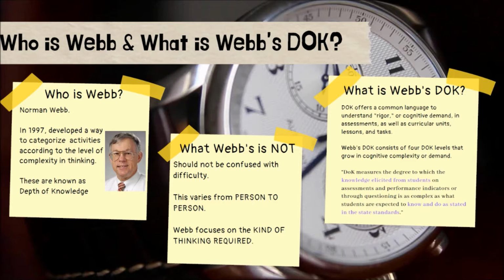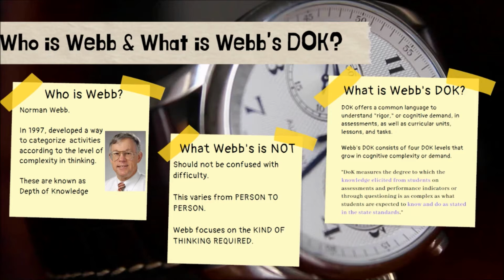Norman Webb in 1997 developed a way to categorize activities according to the level of complexity in thinking. These are known as Webb's depth of knowledge. Depth of knowledge essentially offers a common language to understanding rigor or cognitive design in the assessments, curricular units, lessons, and tasks that we create.